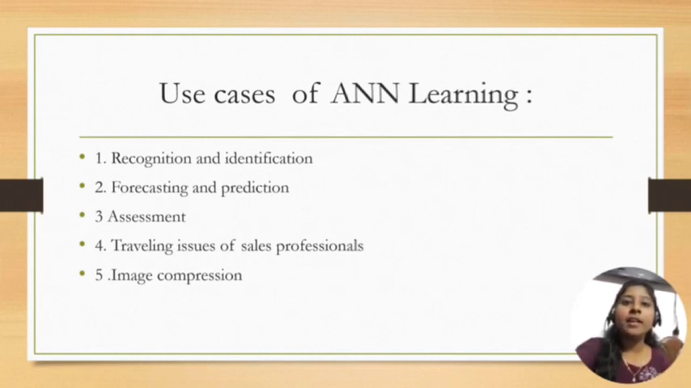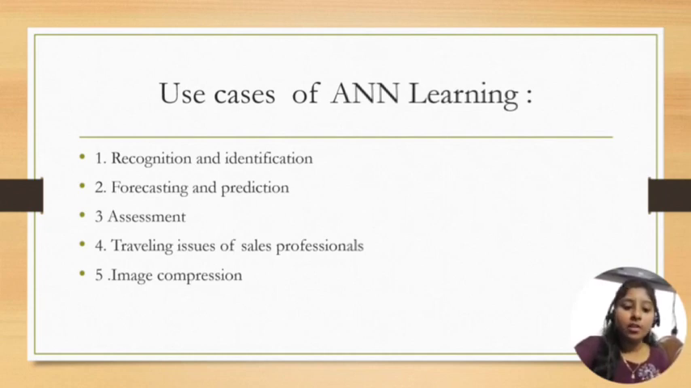And regarding the traveling salesman problem, this is the use case where we can find the shortest path, the optimal distance between two paths. Image compression is the type where we can compress the image so that it occupies less memory with great output.